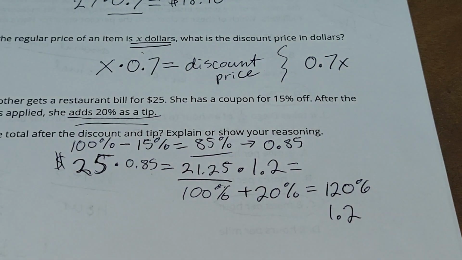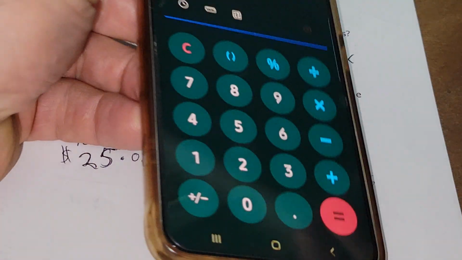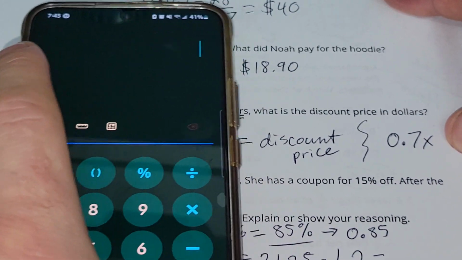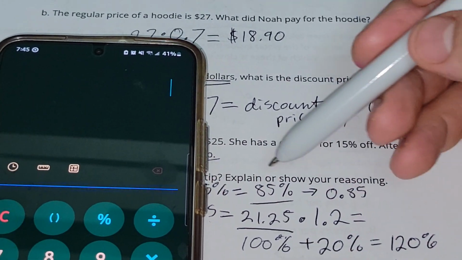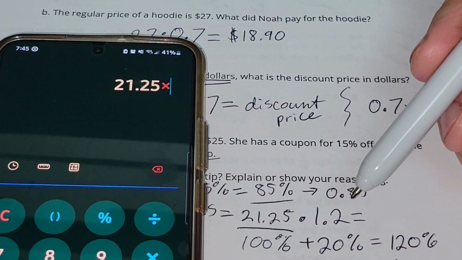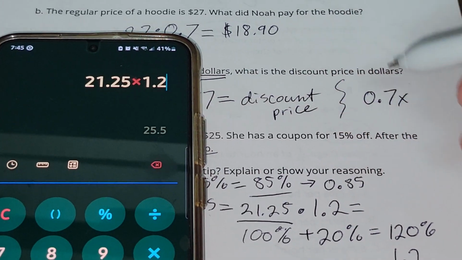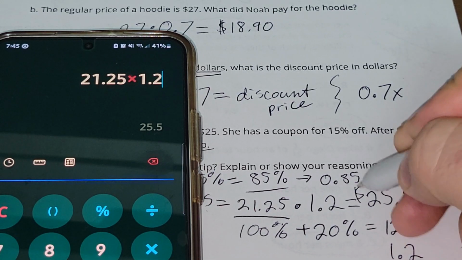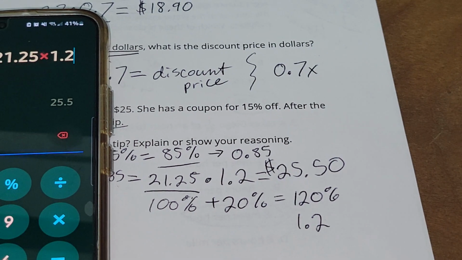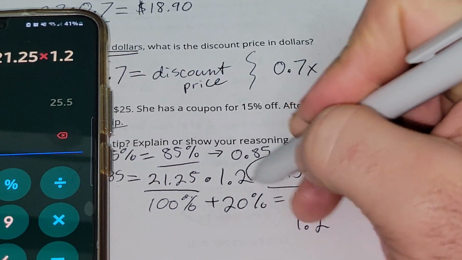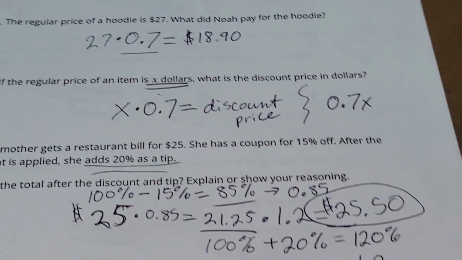Oh, where'd the calculator go? Let's see if I can find it. There we are. So I have, sorry, let's set this up on the screen. 21.25 times 1.2 is now 25.5, which again in the money world is $25.50. Okay. That is my grand total at the end.